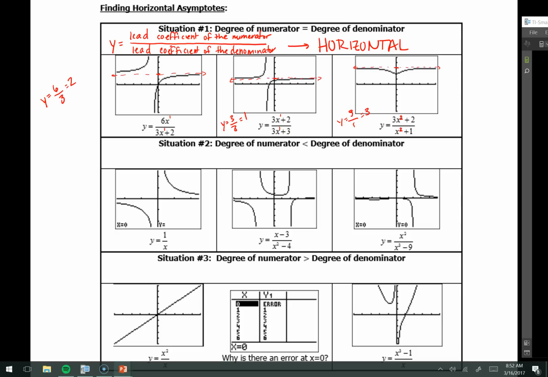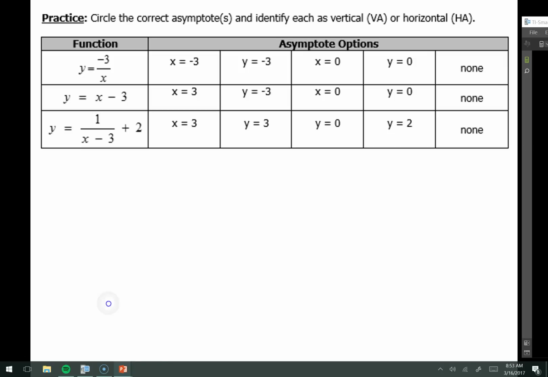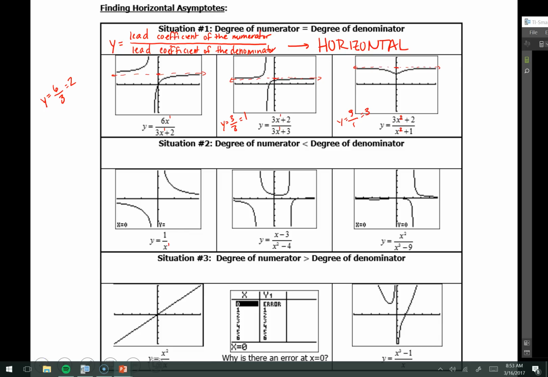The second situation is when the degree of the numerator is less than the degree of the denominator. So you can see in each of these examples, down in the denominator, there is an x with a larger degree than whatever is in the numerator. So in this first one, it would be x to the 0 power, and 1 is greater than 0. And the second one, the degree of 2 is greater than the degree of 1. And in the third one, the degree of 3 is greater than the degree of 2.